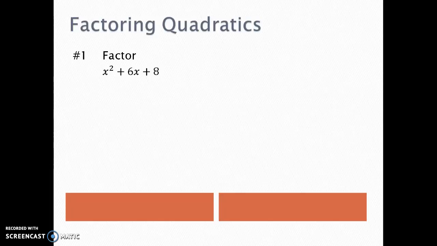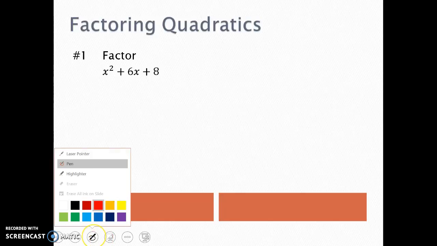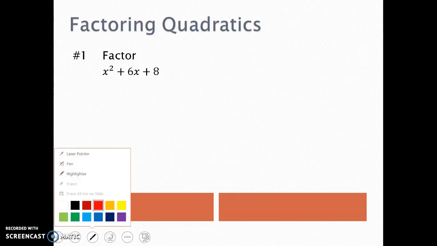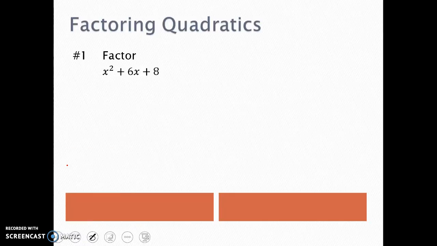What I want to do is come up with two things here that when I multiply the first two together, I get x squared. So I need something here and here that give me x squared, and that's x times x. And so x times x gives me x squared, but then I want something here and here that when I multiply it together gives me 8, but when I add it together it gives me 6, like 4 and 2.